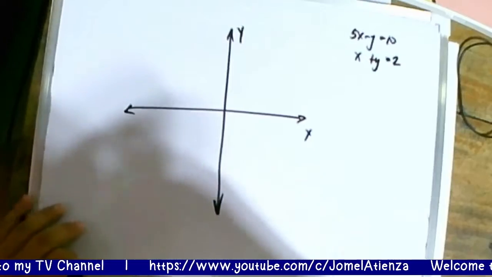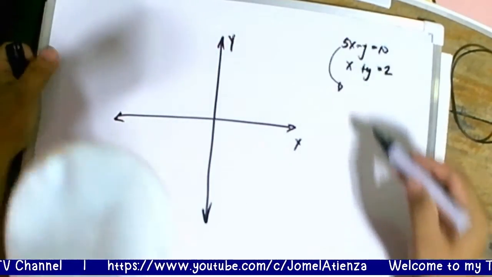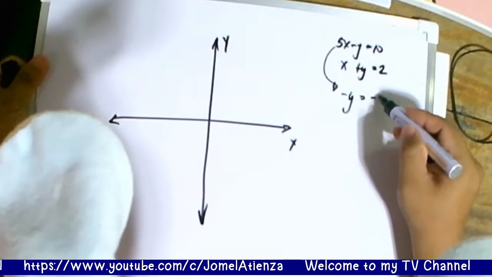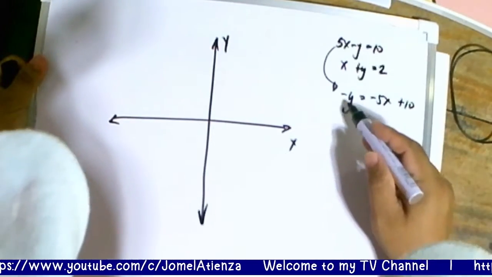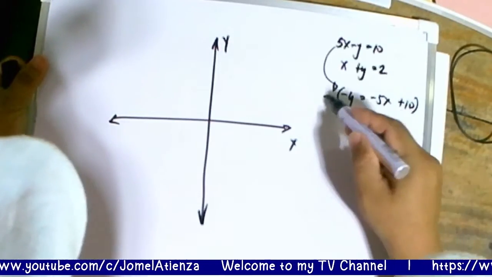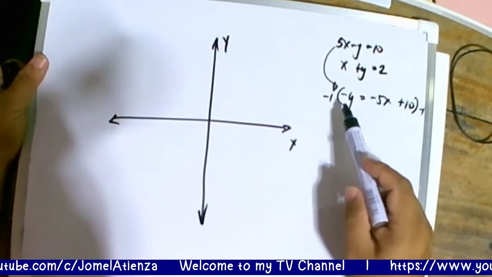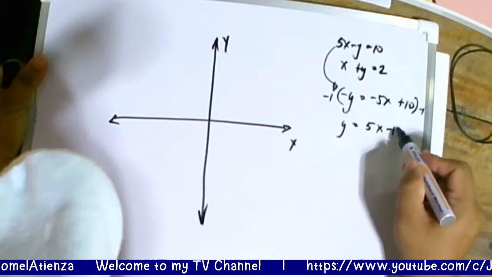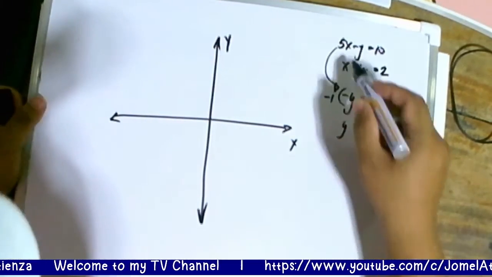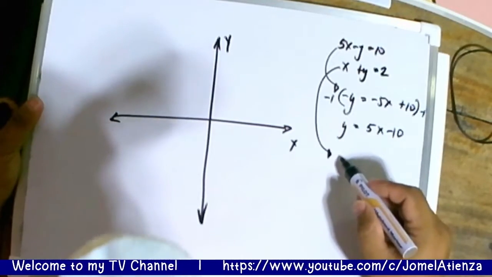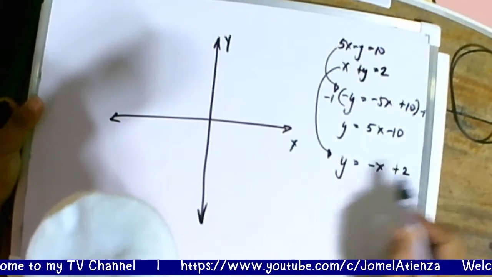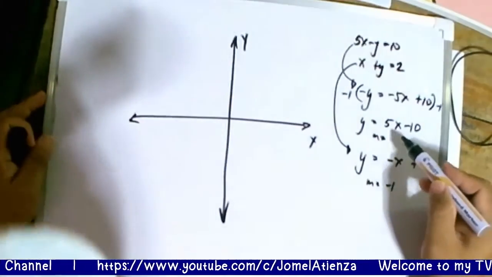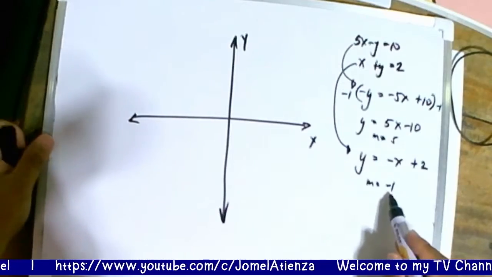Now, once again, the first equation, let us rewrite it in the slope-intercept form. So, we have negative y is equal to negative 5x plus 10. And then, multiply both sides by negative 1 para ma-eliminate natin yung negative 1 na coefficient ng y. So, we have positive y, and then it will become now 5x minus 10. How about the second equation? We have y is equal to negative x plus 2. So, madali na. So, slope of the line is negative 1. Now, dito naman ang slope of the line ng ating first equation ay positive 5. So, 5 over 1. Ito naman, negative 1 over 1.